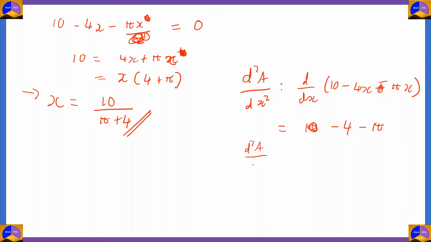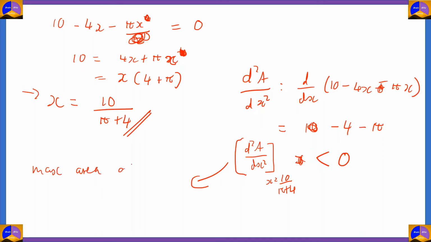So d squared A by dx squared, given that x is equal to 10 by pi plus 4, whether we put the value of x or not, it's still going to be minus 4 minus pi. So that is less than 0. So when that is less than 0, we have the maximum area of window at x is equal to 10 by pi plus 4.